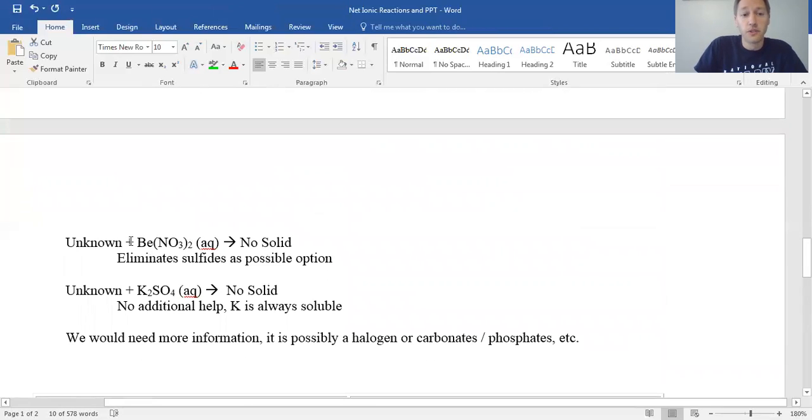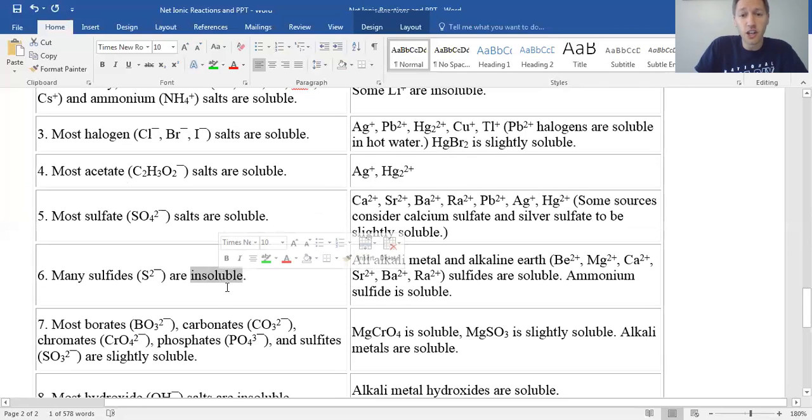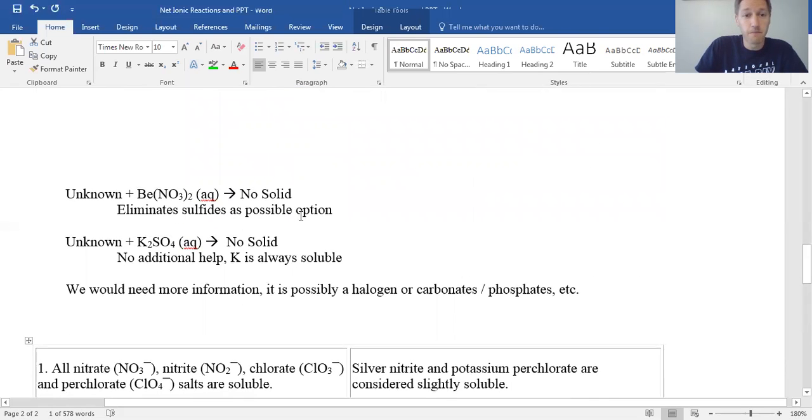All right, we see that it has no solid with beryllium. So let's see what else is found out here for us. For the sulfides, this tends to be insoluble, but beryllium is an exception. This means that beryllium, if it came in contact with sulfide, would actually stay dissolved. So the fact that it says no solids produced eliminates sulfide as an option.